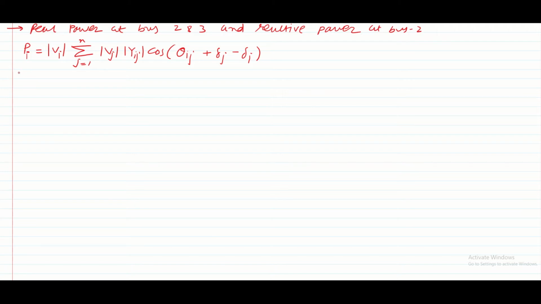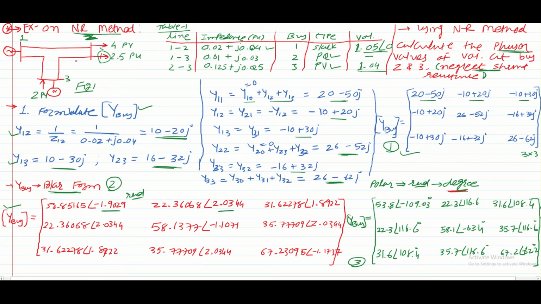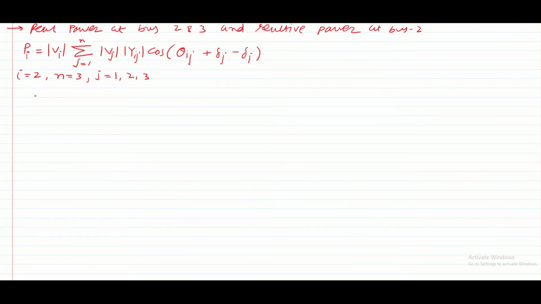Here, for bus number 2 we will substitute i equal to 2, n equal to 3. Then we will get the value of j equal to 1, 2 and 3. Clear? Where n equal to 3 shows the total number of buses in your network. So in this example we have a total of 3 buses. Let me write the equation so that it makes sense.